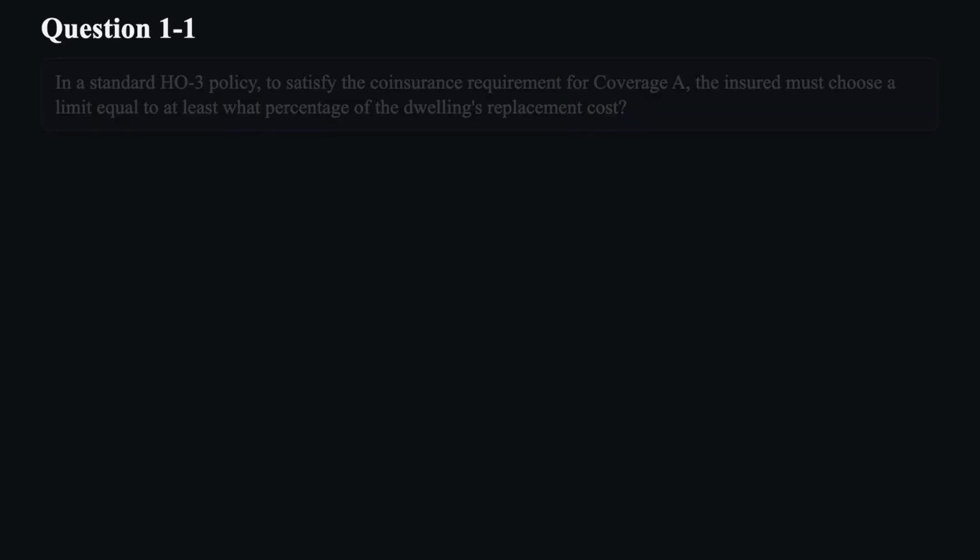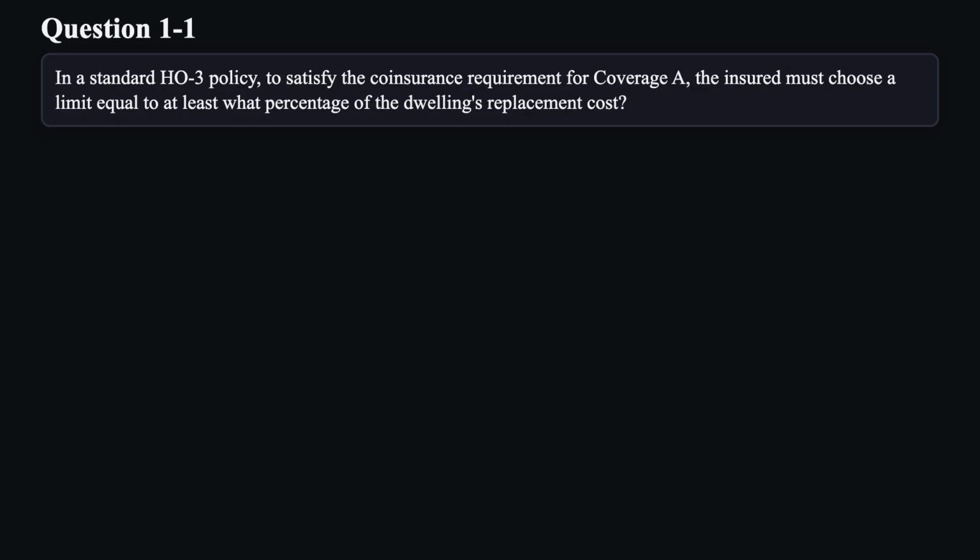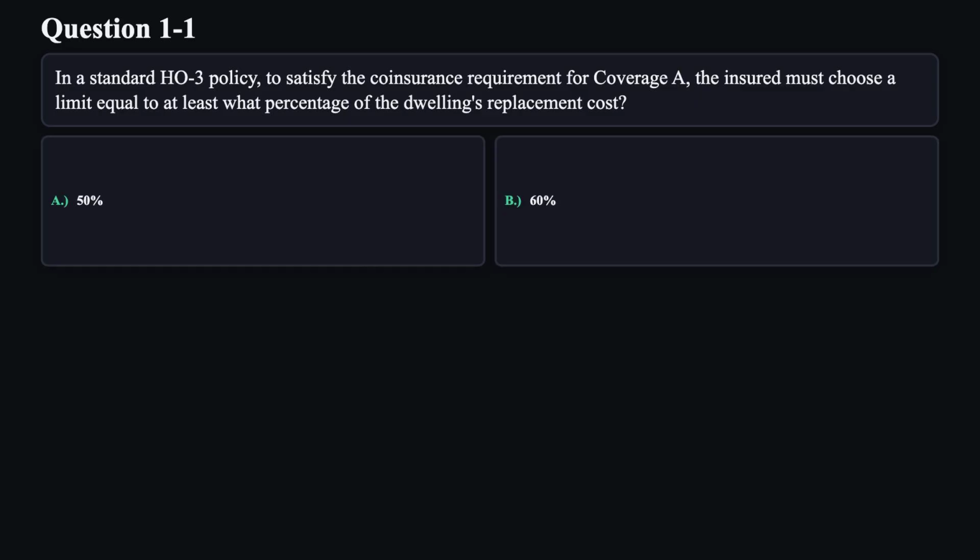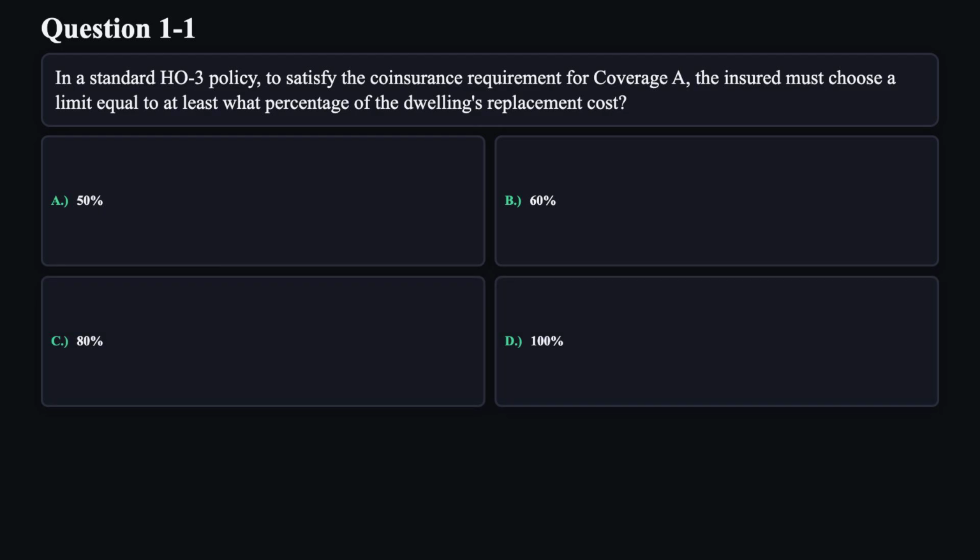Let's walk through the format. I'll read each question and its choices. Let's get started. Question 1. In a standard H03 policy, to satisfy the coinsurance requirement for coverage A, the insured must choose a limit equal to at least what percentage of the dwelling's replacement cost? A. 50%, B. 60%, C. 80%, D. 100%. A countdown circle appears in the top right. Once it completes, the answer is revealed. You can pause at any time if you'd like longer to think.